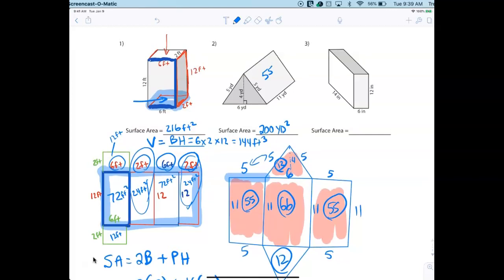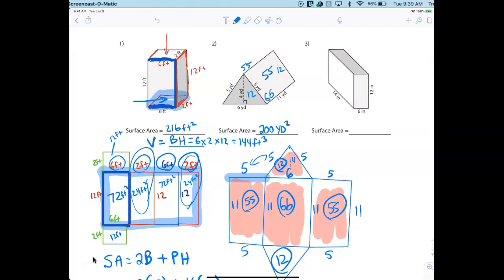55. The back wall is going to be 55. The bottom wall is going to be 66. The front wall is going to be 12. And the back is going to be 12. Some people are good at that. I just don't like that. All right? Because a lot of kids miss a side.